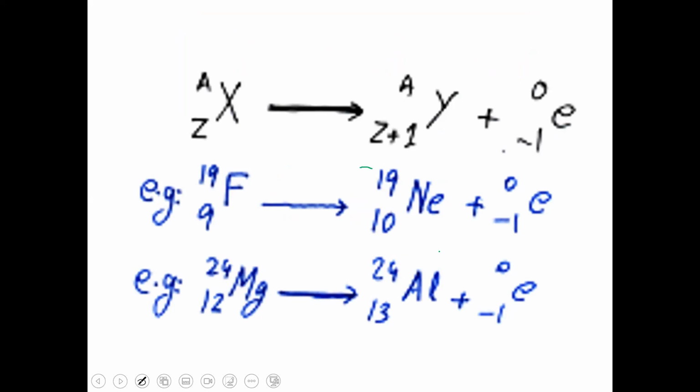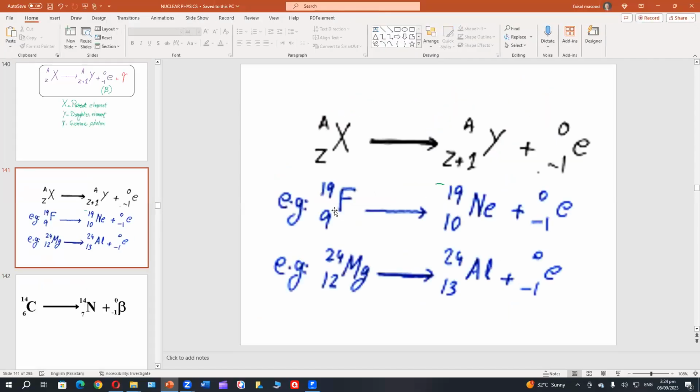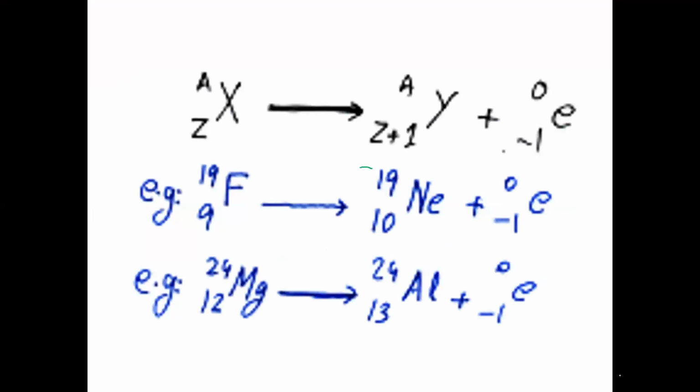Now look at these two examples. Fluorine 19, 9. Look at the decay. After decay, the mass number is still 19, but the atomic number increases by 1. Then magnesium 24, 12, aluminum comes in. The name aluminum is not important, but the numbers 24, 13, 0, -1, you have to balance the numbers. Now you have to copy these two examples. No need to copy the equation again. Just copy what I'm ticking.